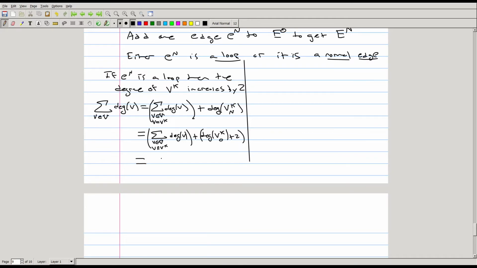And if we change the order of this sum right here, this just becomes the sum of v in vk, plus the sum of v in V, v not equal to vk, plus the degree of vk old plus 2. And from our inductive hypothesis, this entire thing right here is just going to be 2m. So we have 2m plus 2, which is 2 times m plus 1.